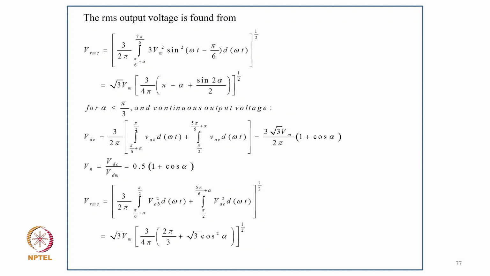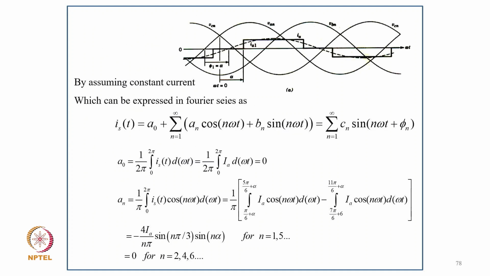Vrms equals 3 bracket 3 upon 2 pi by 6 plus 2 pi by 2 Vab square d omega t plus pi by 2 to pi plus alpha Vac square, that becomes equal to root 3 Vm in bracket 3 upon 4 pi in bracket 2 Vm 2 pi upon 3 plus root 3 cos square alpha to power half. And by assuming constant current, we can express the supply current as a Fourier series.